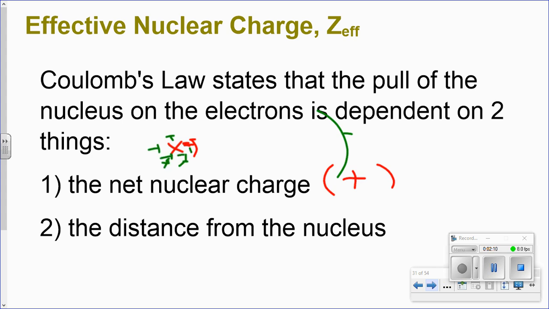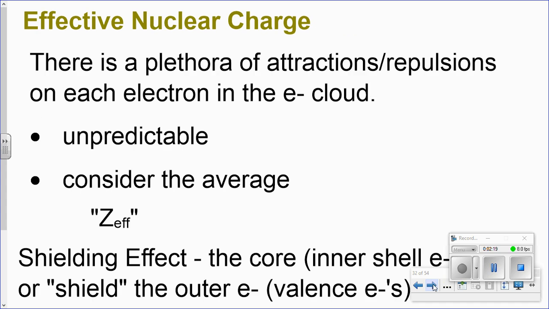That's the first point. The net nuclear charge. The net nuclear charge is always positive, and then the distance those electrons are from that nucleus. So there's a plethora of attractions and repulsions on each electron in the electron cloud. In other words, they're pushing, they're pulling, they're attracted, they're repelling. Oh my gosh, there's so many going on. So anytime I have a many electron or a non-hydrogen atom, there are these unpredictable attractions and repulsions and forces going on these electrons.